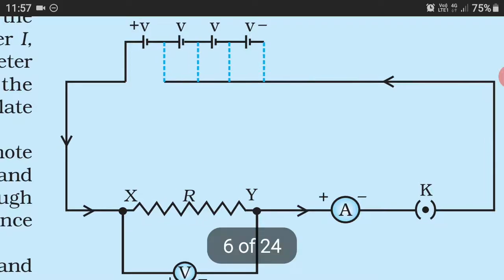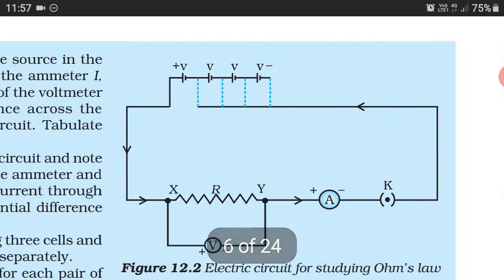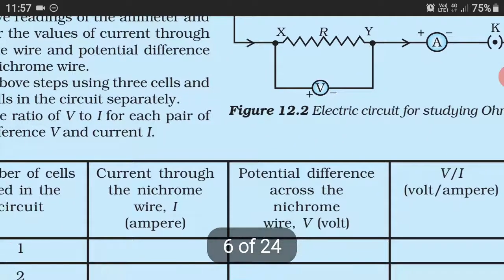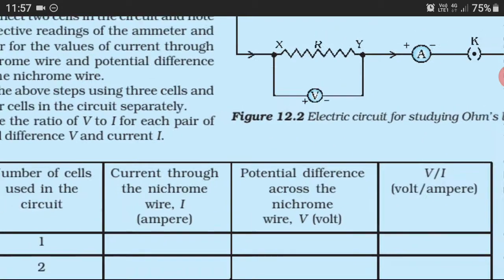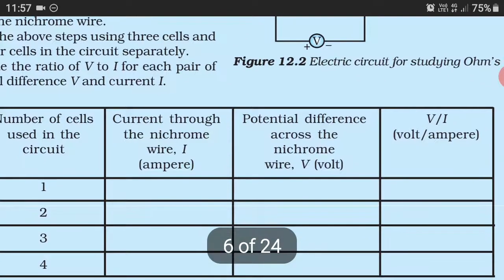He noted these readings in the form of a table, as you can see here: the number of cells 1, the current reading I, and potential difference reading V; 2 cells, then again I and V; 3 cells, then again I and V readings; and 4 cells, the reading of current I and potential difference V. He observed a particular trend from this table.